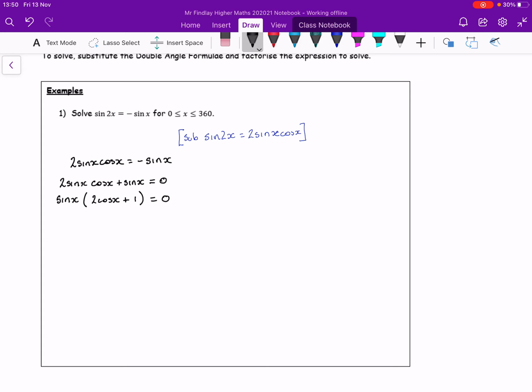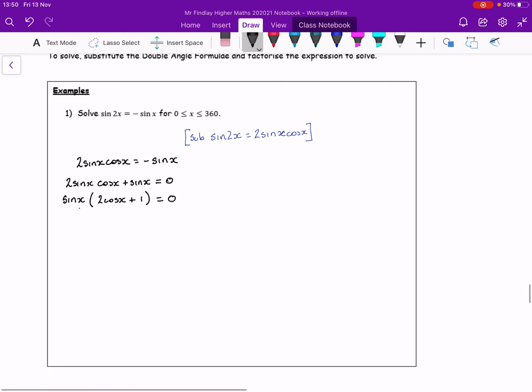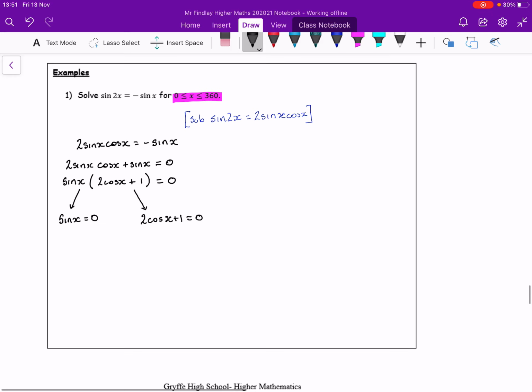In that situation, by factorising, what we've created is essentially two trig equations to solve. So how can that left hand side equal 0? Well, it can equal 0 if sin x is equal to 0, or it can equal 0 if 2 cos x plus 1 is equal to 0. Okay, considering where our solutions must lie, sin x is equal to 0.